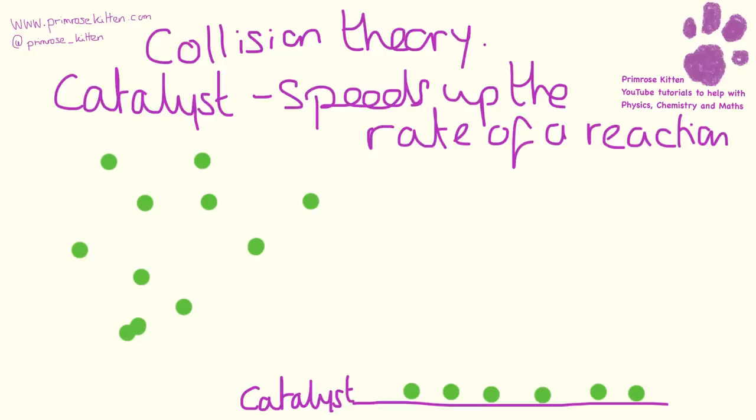Now, a catalyst doesn't actually get involved with the reaction, it will just speed it up. So in our uncatalyzed reaction over here, all of the particles are whizzing around all over the place. It's very, very hard for them to bump into each other and react. Whereas with our catalyst, they are stuck in one place. So if something was to whiz along and bump into them, instead of in the uncatalyzed reaction whizzing along and maybe bumping into this one, it's much easier for it to bump into the catalyst because the catalyst is a lot bigger.